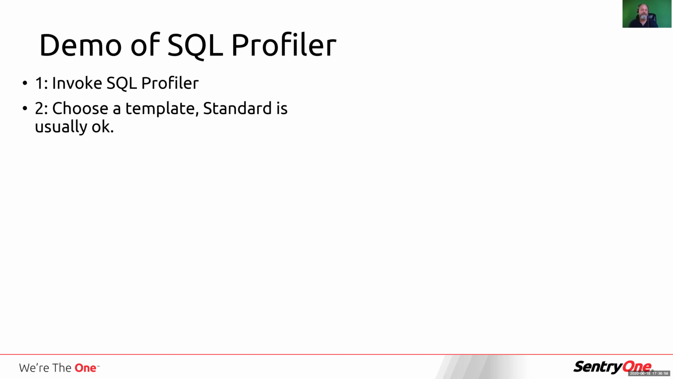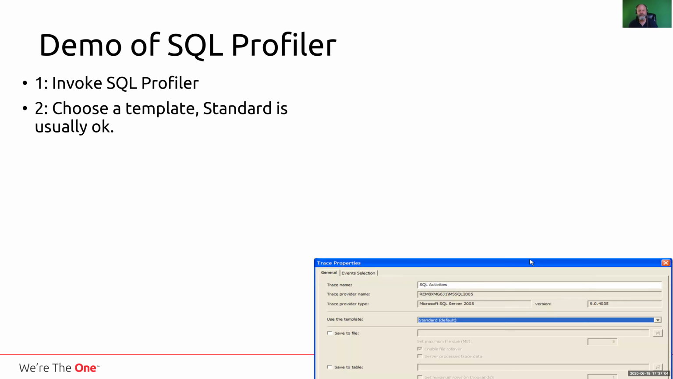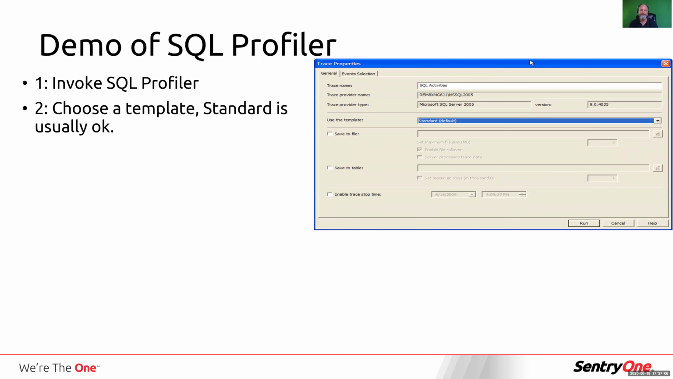What we have here is you're going to invoke Profiler, and you're going to choose your template. Standard is okay for a demo, but you'll probably want to add a few of your own things. And it looks kind of like this. We've got a trace name here. We tell what server we want to connect to, what version of SQL Server it is. And again, just like in Perfmon, you want to save it to a file. This is how you get access to the superpower.